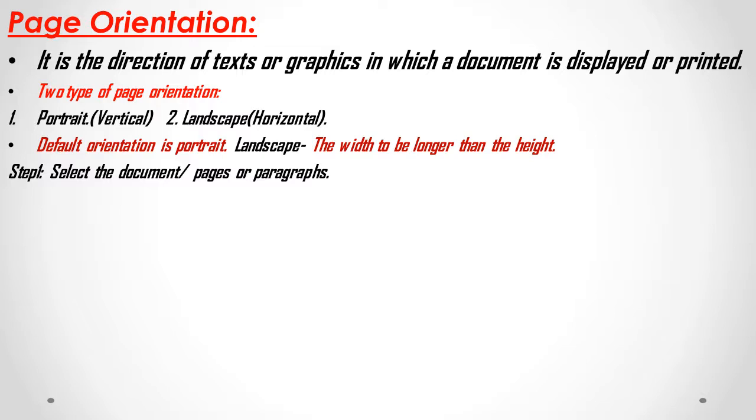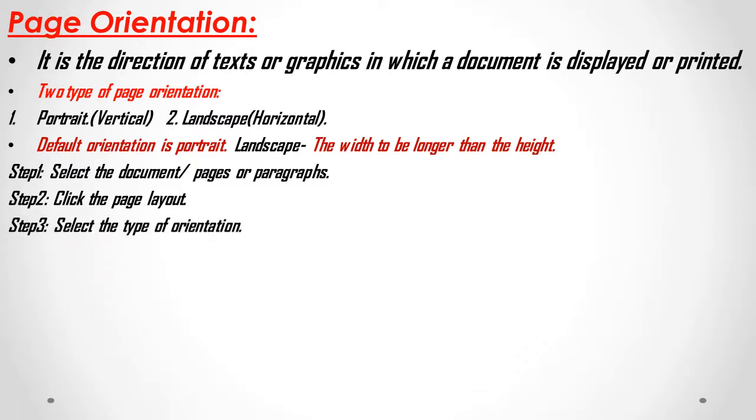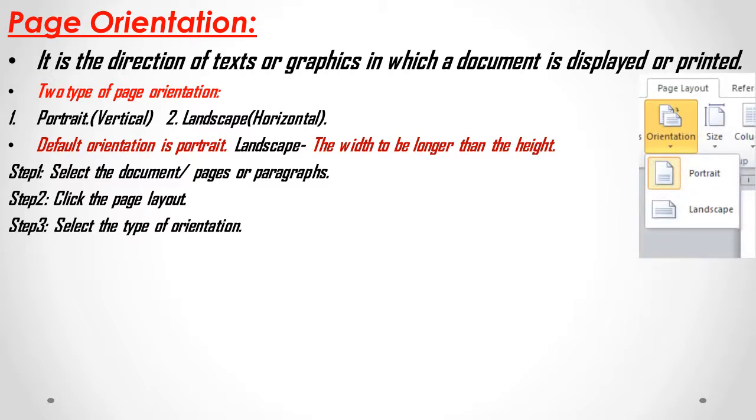First, you need to select a document or a page or a paragraph. You can select either the whole document, or one page, or a paragraph. Step 2, click the page layout option. Then select the type of orientation. You can see this image, right? In this image I have selected the page orientation. What is that? Page layout. Below that, the orientation option is there.